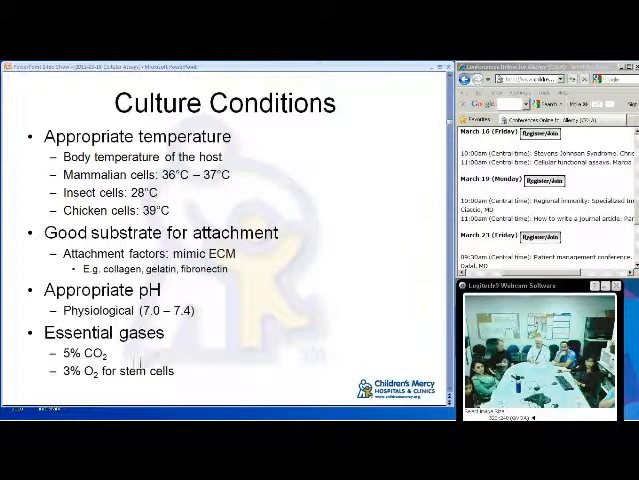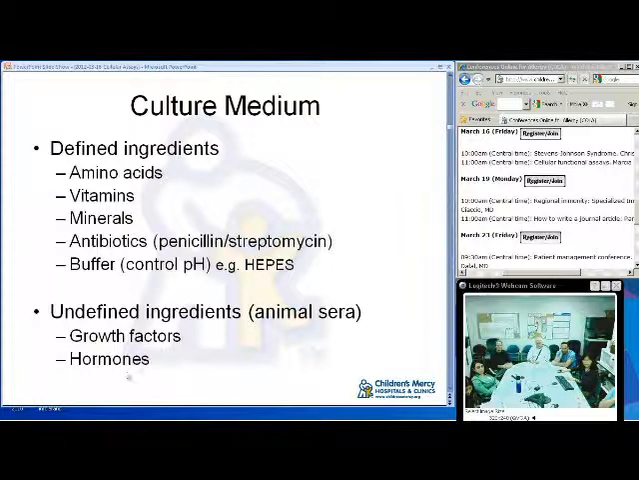And then the cells need essential gases. Most cells, human cells, need 5% CO2, and stem cells also need 3% oxygen.